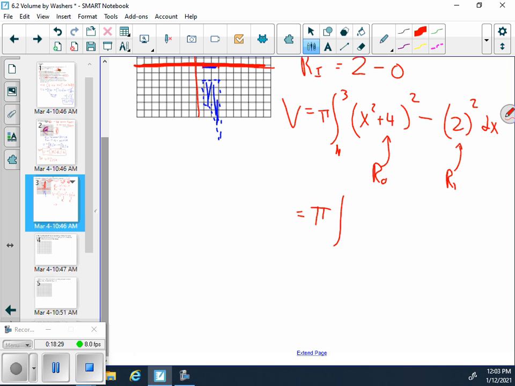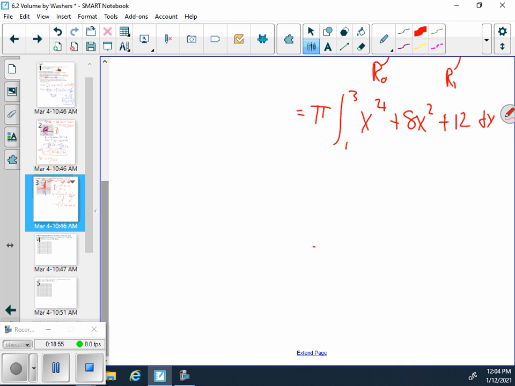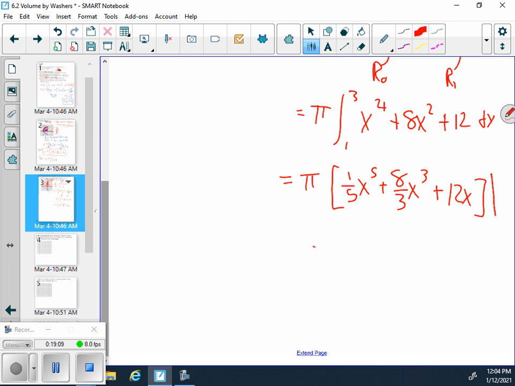So we got pi times the integral from 1 to 3. I'm going to reduce this to x to the 4th plus 8x squared plus 16 minus 4, which is 12. I just went ahead and combined that 4 with the binomial expanded there. That integral is nothing terrible to solve. It's just a polynomial. So we get pi times 1/5 x to the 5th plus 8/3 x cubed plus 12x.